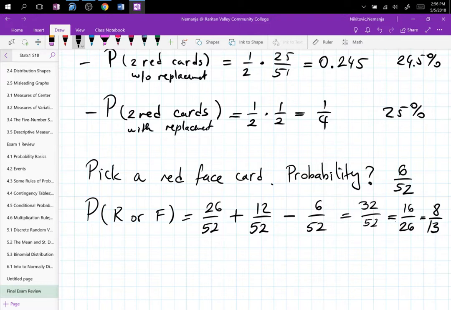And let's take a look at contingency tables. I know how much you love it.